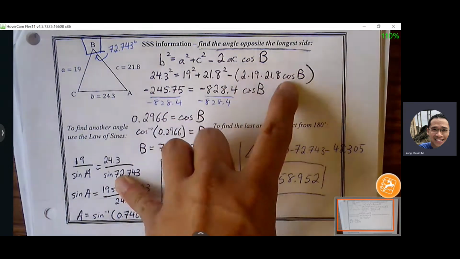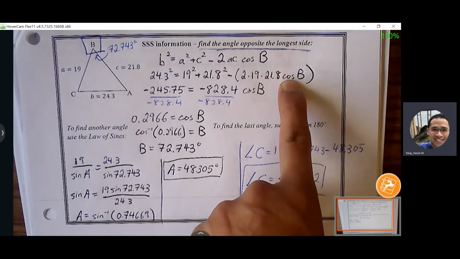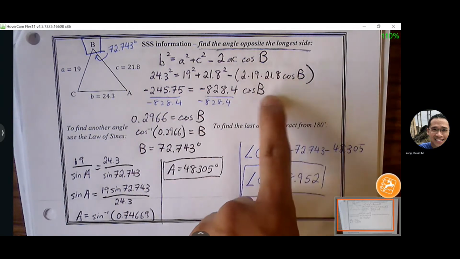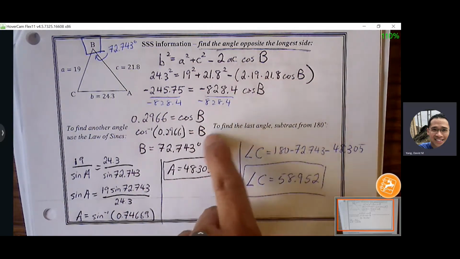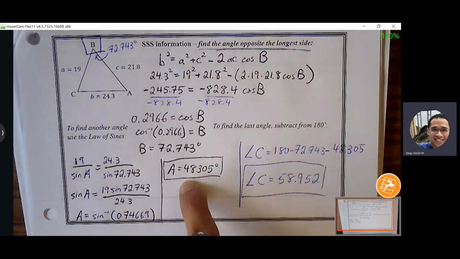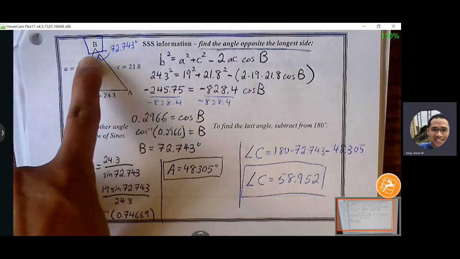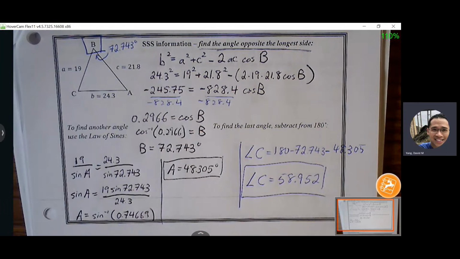Then piece by piece, move things away from your cosine of that angle. Once you get it down to a point where you can solve for angle B using inverse cosine, you can fill in that angle, and then we can transition over to law of sines. Set up your proportions, cross multiply, solve for that second missing angle, and then that third angle you can just subtract from 180. Okay, questions with side, side, side?